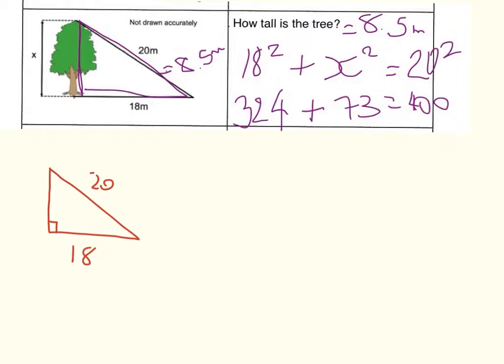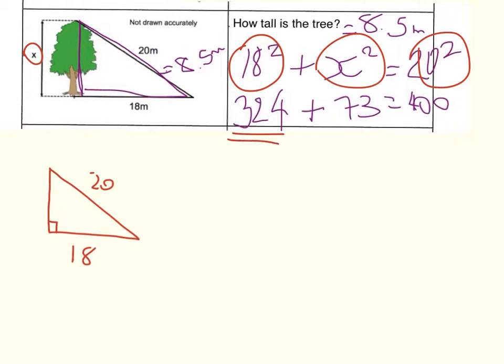So if you think about what you've got here, where you're saying 18 squared plus the x squared, which is this, equals that squared, 20 squared. In order to do that, you're going to need to do a subtraction. So, oh, I see what you've done now. So you've said you add 73 to that to make 400. Okay, in which case what you found is x squared.